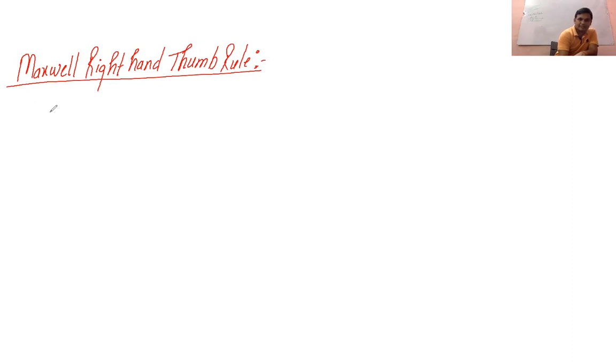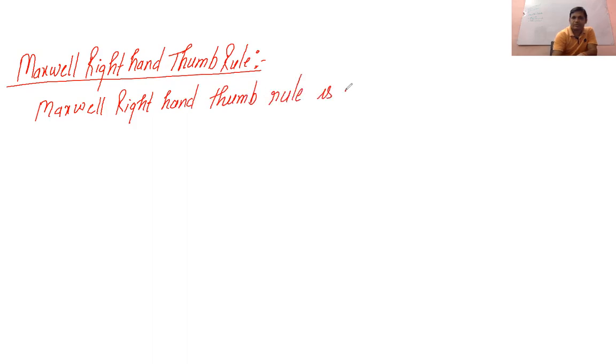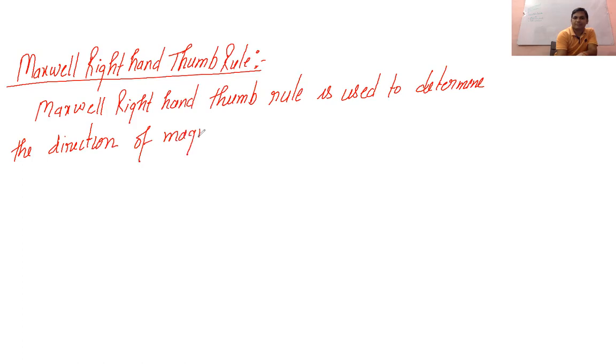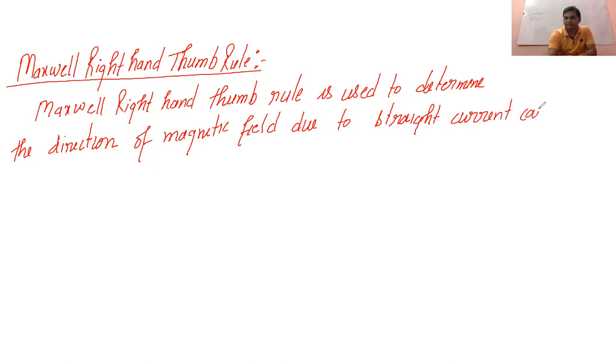So we can write here: the Maxwell right hand thumb rule is used to determine the direction of magnetic field due to a straight current carrying conductor.